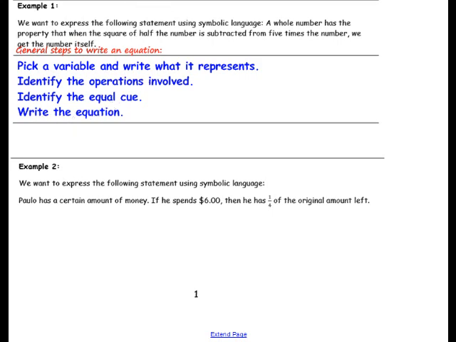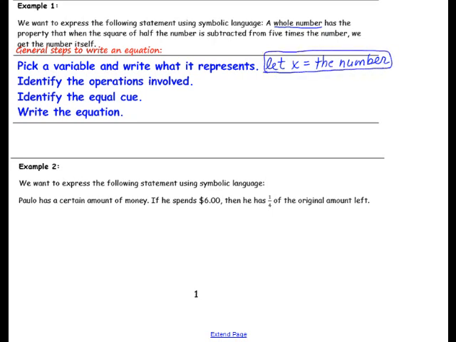So let's start by identifying a variable and what it represents. It says that a whole number has the property. So let's pick a variable. Let's use x and let it represent the whole number. Let x equal the number. This is called identifying the variable.